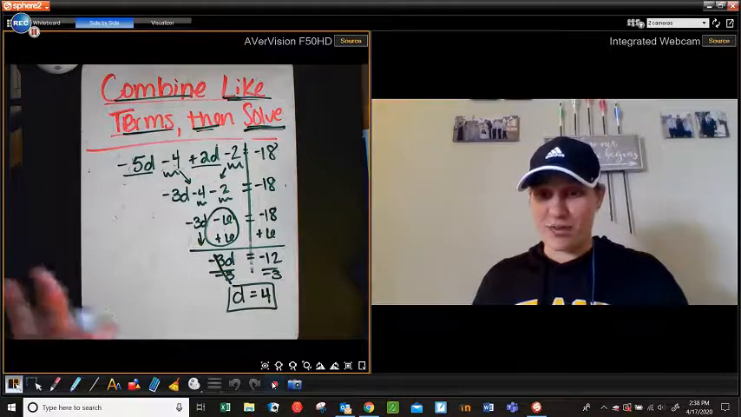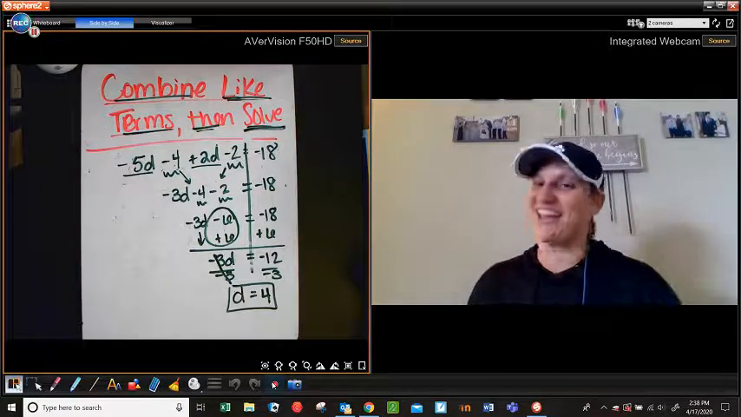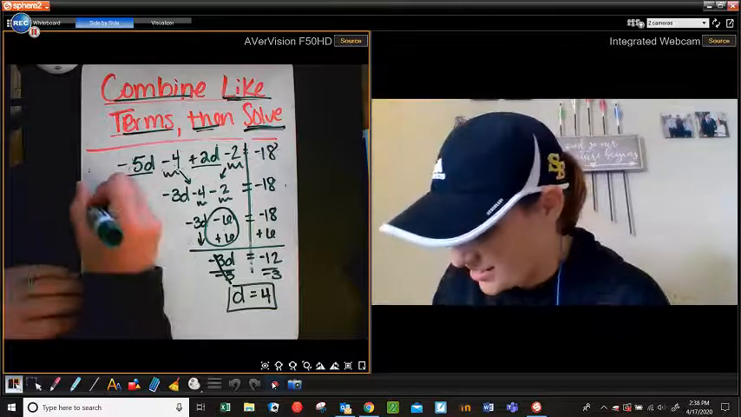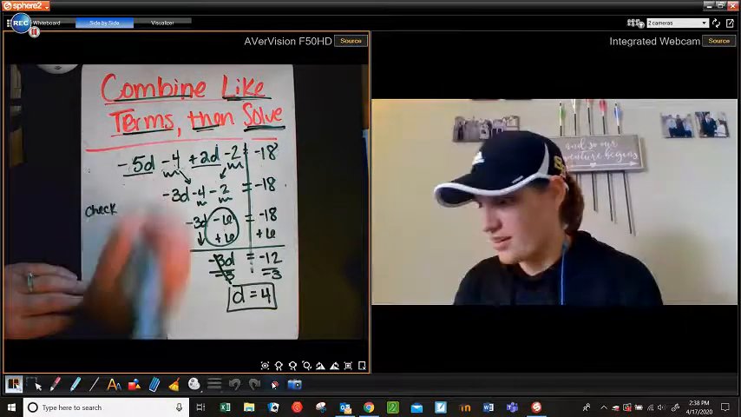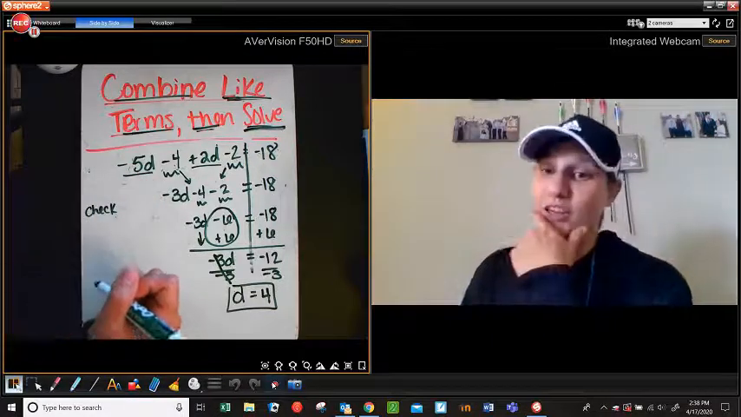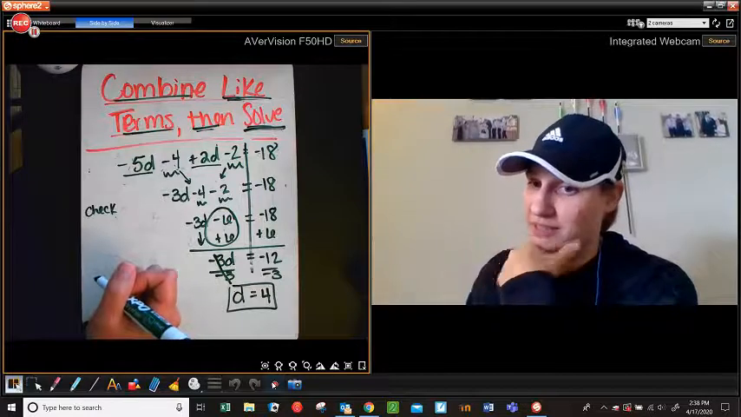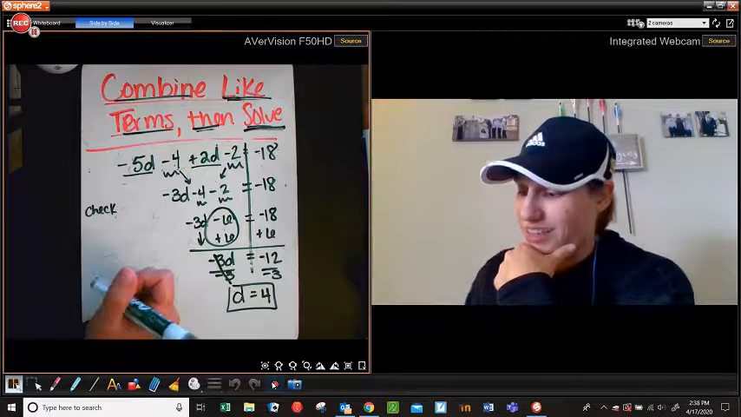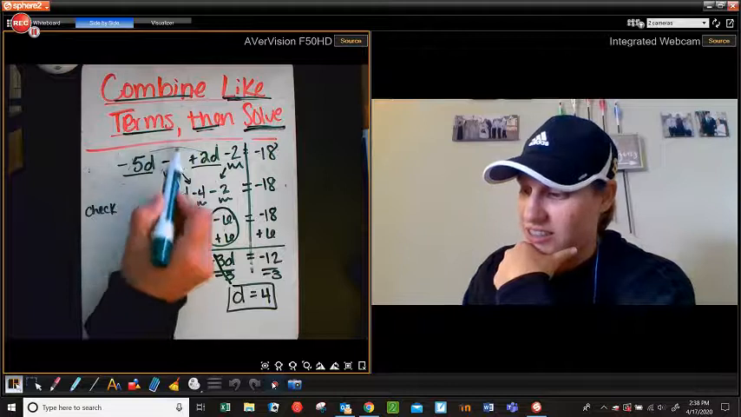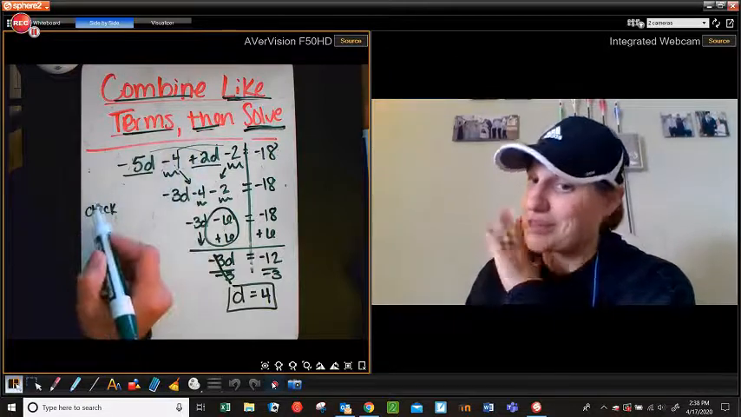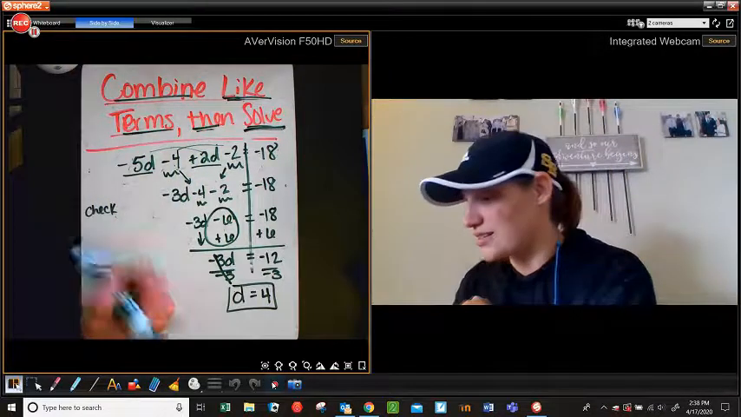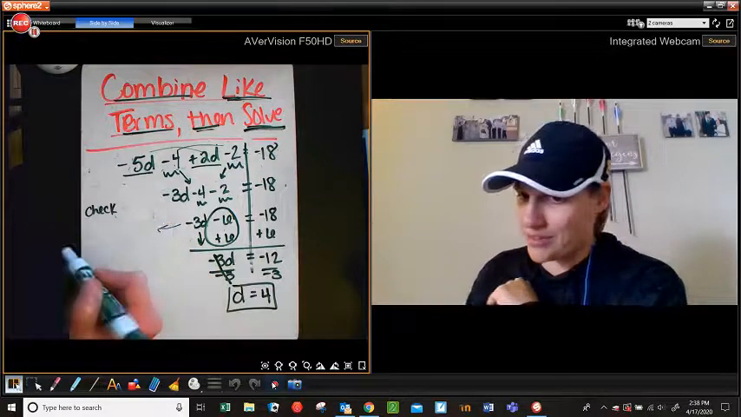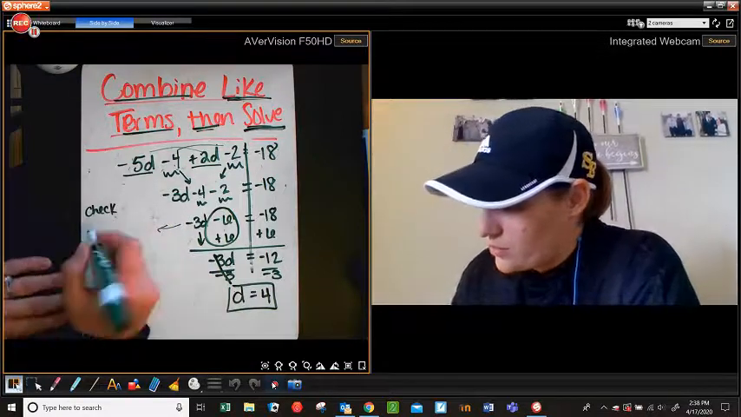Can we check to see if we're right? Of course we can, and we will. So our check step. Now, you want to make our check step a little bit easier? Well, we've already combined these together. So if we've combined those together, we can use that part instead of the big long equation. So let's go.